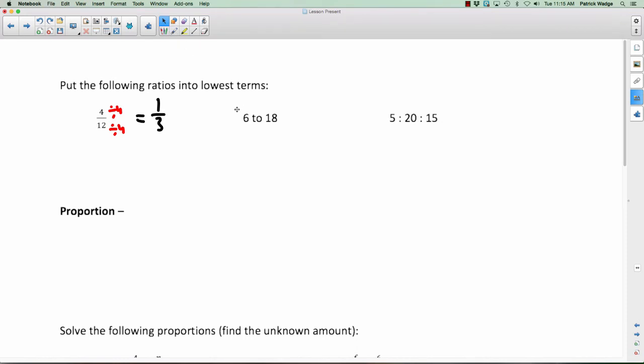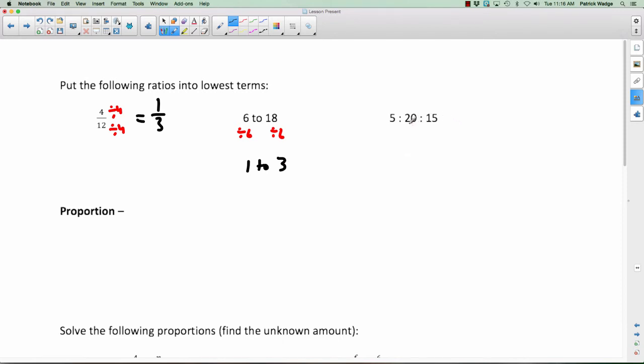Okay, the second one. 6 to 18. Same thing. You could divide them both by 2, but then you'd have to divide them by something else as well. Can you see a number that will be faster? What can you divide them both by? You can divide them both by 6 and 6. Okay, 6 divided by 6 is 1, and 18 divided by 6 is 3.